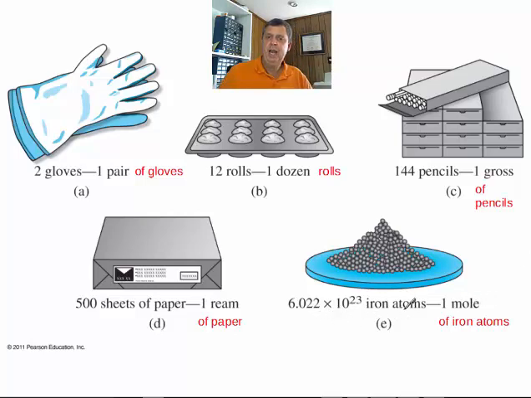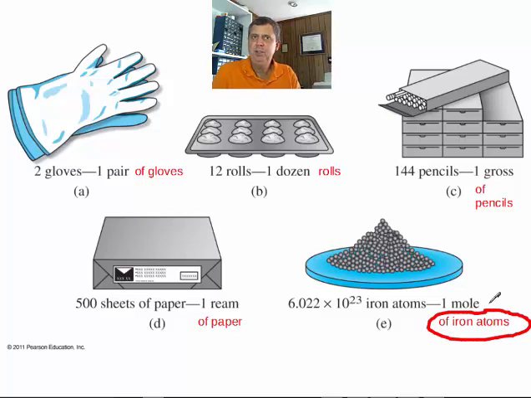6 times 10 to the 23rd iron atoms is 1 mole of iron atoms. You have to say mole of something. You can't just say a mole. That's completely meaningless. And if the text does this, if I do this, yell at me. I've caught myself doing it on Blackboard, being a little casual about that. Quite often it's implied what we mean.